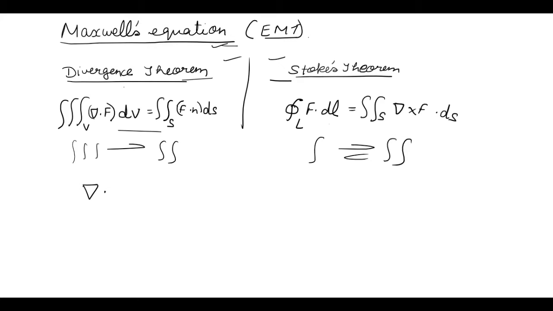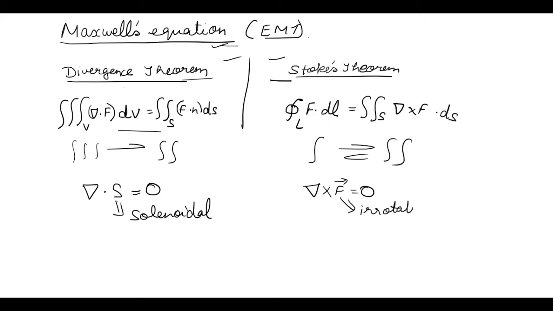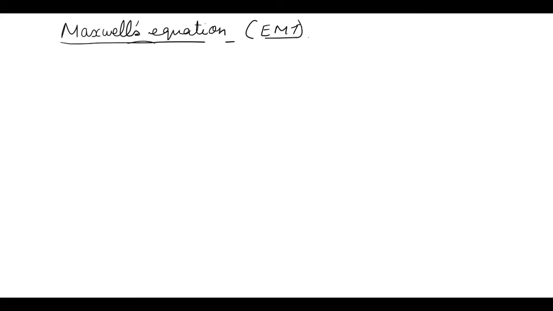Also, you must be aware of this, that if divergence of any vector is 0, then it is known as solenoidal, and if curl of any vector is 0, then it is known as irrotational. This was just basic knowledge. Now we are going to study all the four equations of Maxwell equation in both time varying and static conditions. So first we'll find for time varying condition.